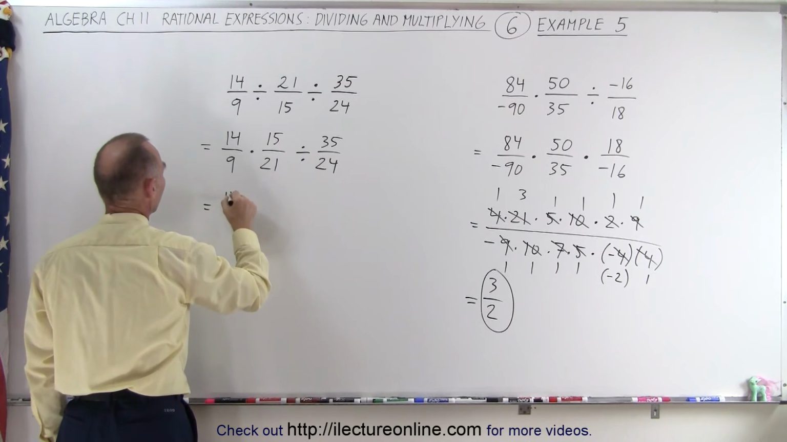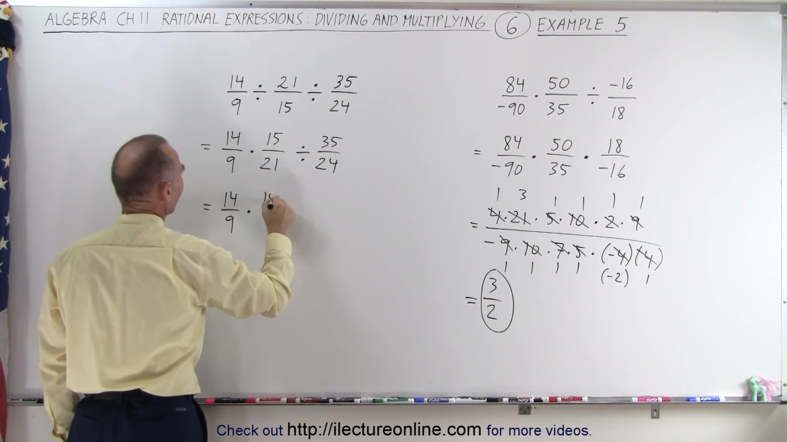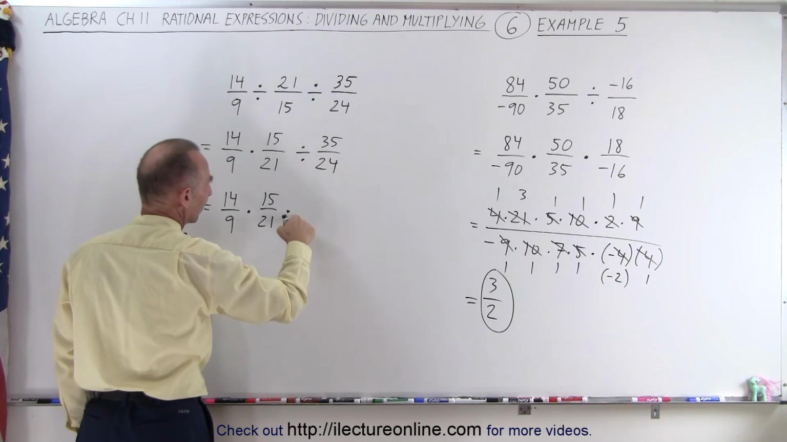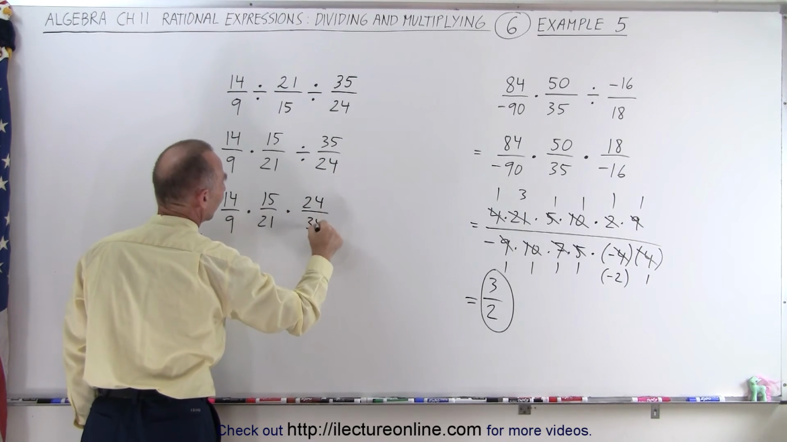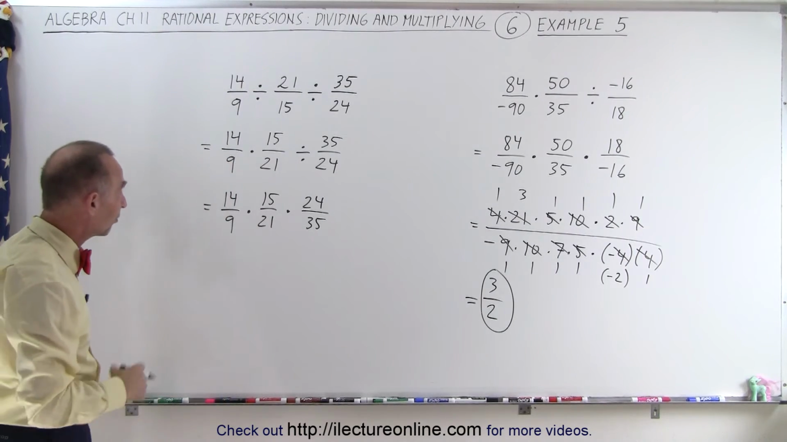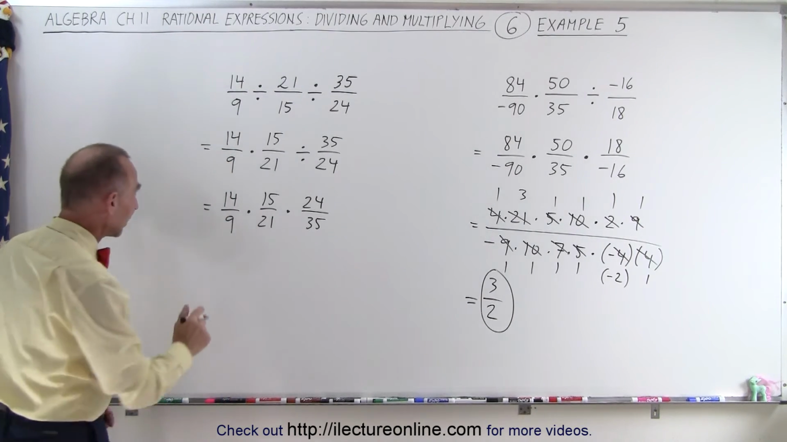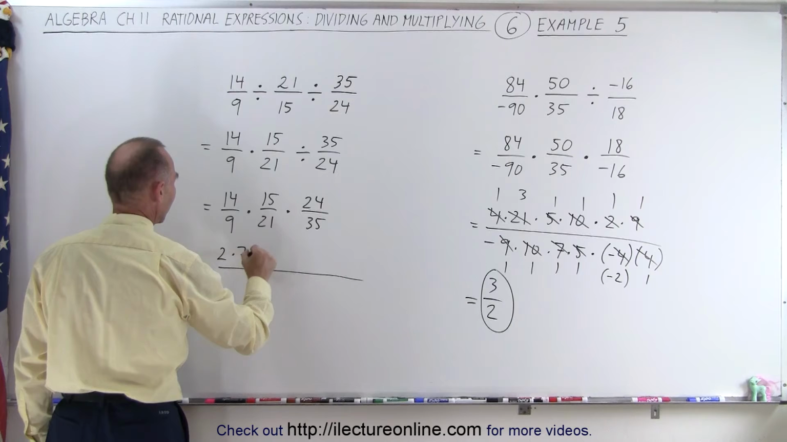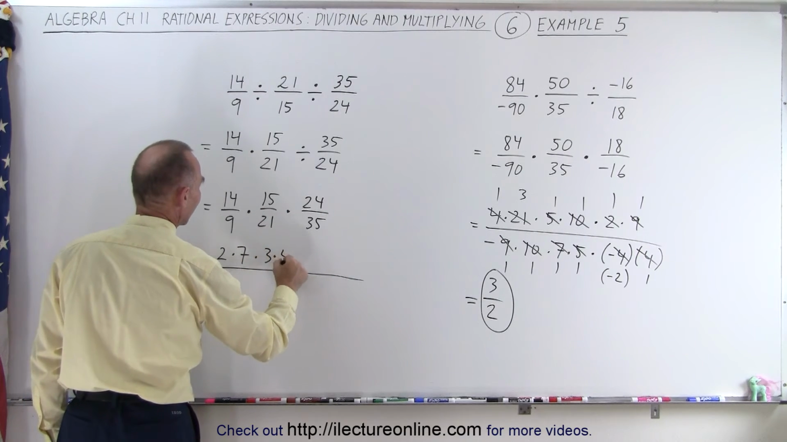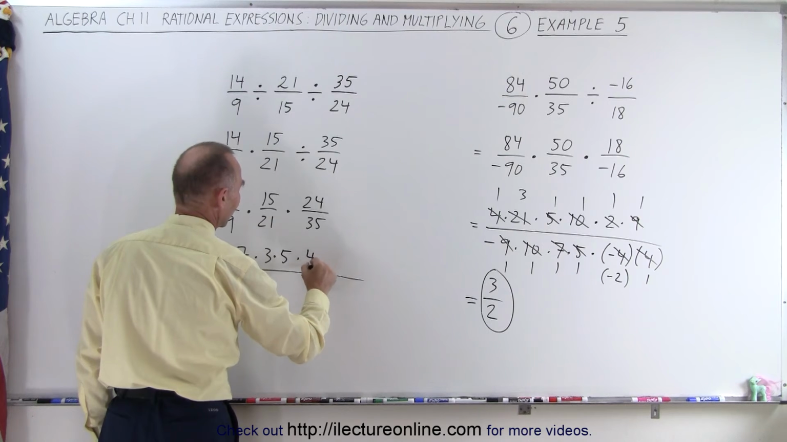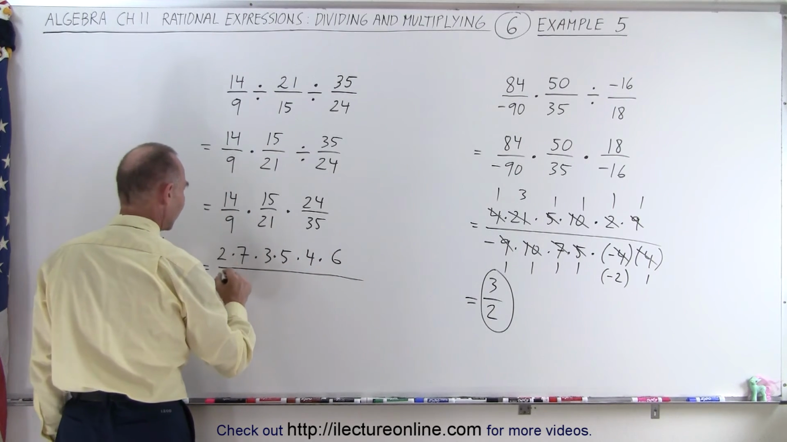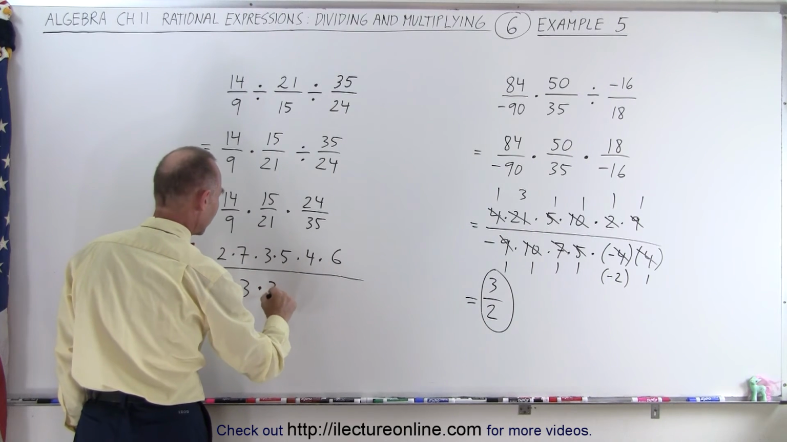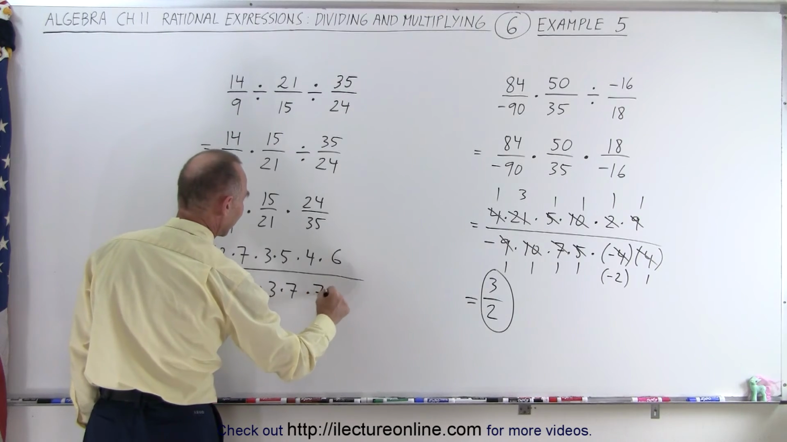So this is equal to 14 over 9 times 15 over 21 times, now we take the inverse because we're changing a division to multiplication, 24 divided by 35. And now we're ready to try to simplify this a little bit, but I think we can probably write it like this over a single line. The numerator, 14, can be written as 2 times 7, 15, 3 times 5, 24, how about 4 times 6? In the denominator we have 9, how about 3 times 3? 21, that's 3 times 7, 35, that's 7 times 5.